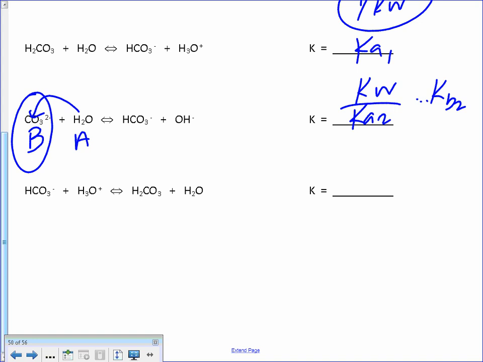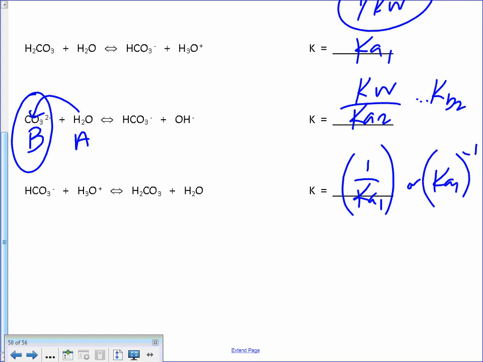Why did I write Kw over? Oh, it's Kb. Sorry, I was thinking I reversed it. And then the last one would just be 1 over Ka1. Or you could put Ka1 to the -1. It represents the same thing.